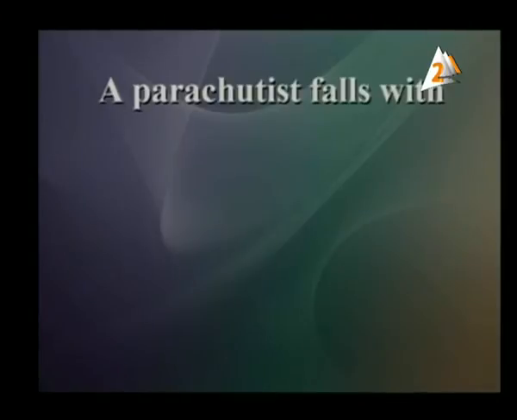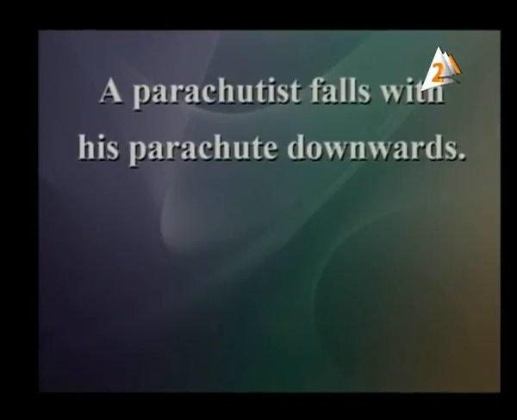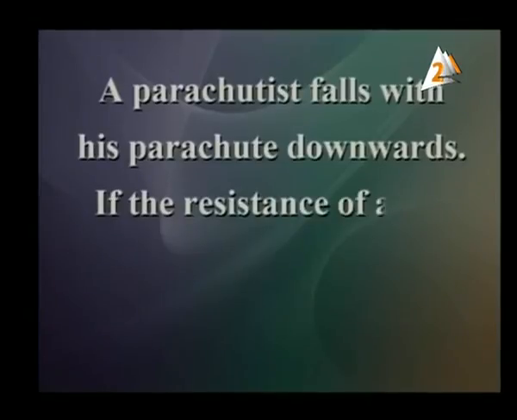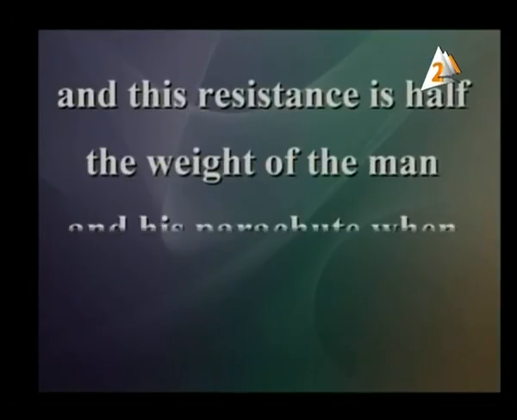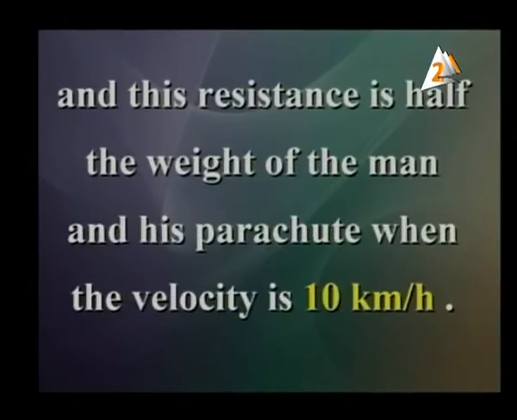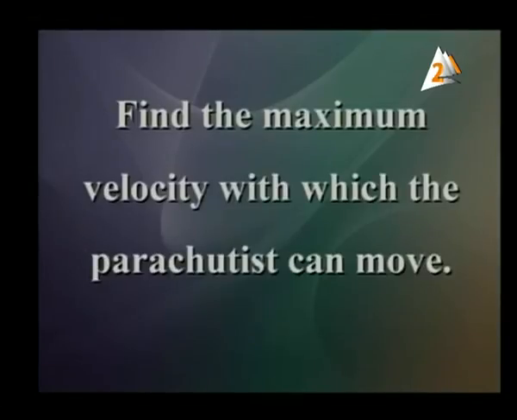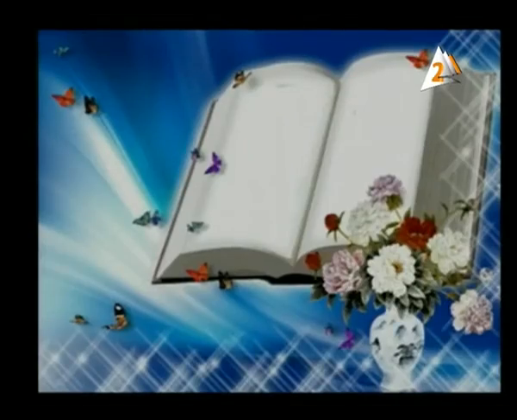A parachutist falls with his parachute downwards. If the resistance of air is in proportion with the square of his velocity, and this resistance is half the weight of the man and his parachute when the velocity is 10 kilometers per hour, find the maximum velocity with which the parachutist can move. Solution.